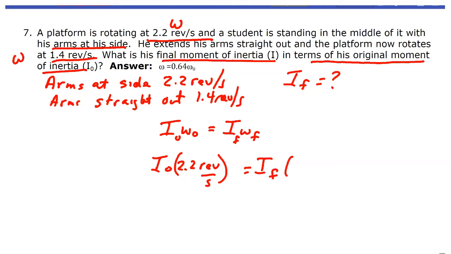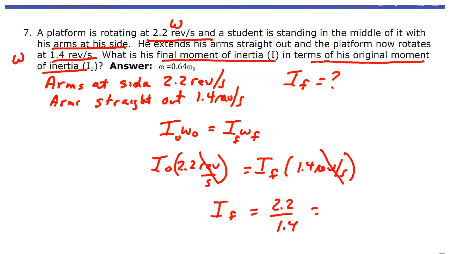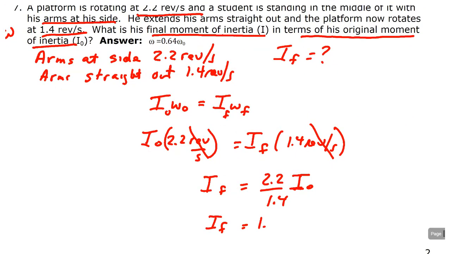We know that it turns to 1.4 revolutions per second. And I told you we don't have to convert these because they cancel out. And the final, divide both sides by 1.4, 2.2 divided by 1.4. Any ratio, things cancel out, so 2.2 divided by 1.4 means the final moment of inertia is 1.571 times the initial. So the final moment of inertia is 1.57 times the initial moment of inertia. When he stretches out his arms, he of course increases his moment of inertia.